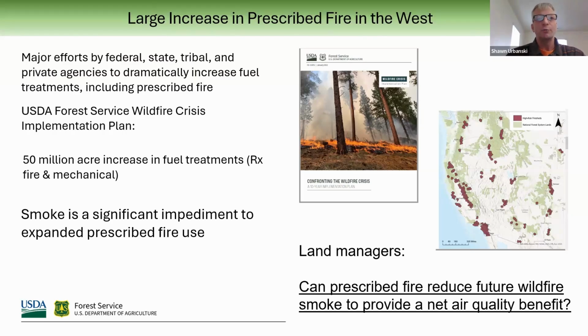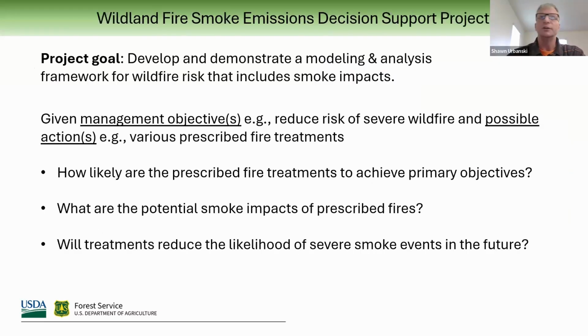especially in the West. So if we're putting more smoke in the air through the expanded use of prescribed fires, one thing land managers would like to know is, can prescribed fire reduce future wildfire smoke to provide a net air quality benefit? While improving air quality down the road might not be the primary objective, it's protecting communities or other highly valued resources. At the time the fire is going, land managers would like to be able to say to communities that are impacted by smoke from prescribed fires, okay, you're getting a little smoke now, but it's likely that down the road you're going to get significantly less smoke in the long run. And that's kind of the focus of this project, if you will.